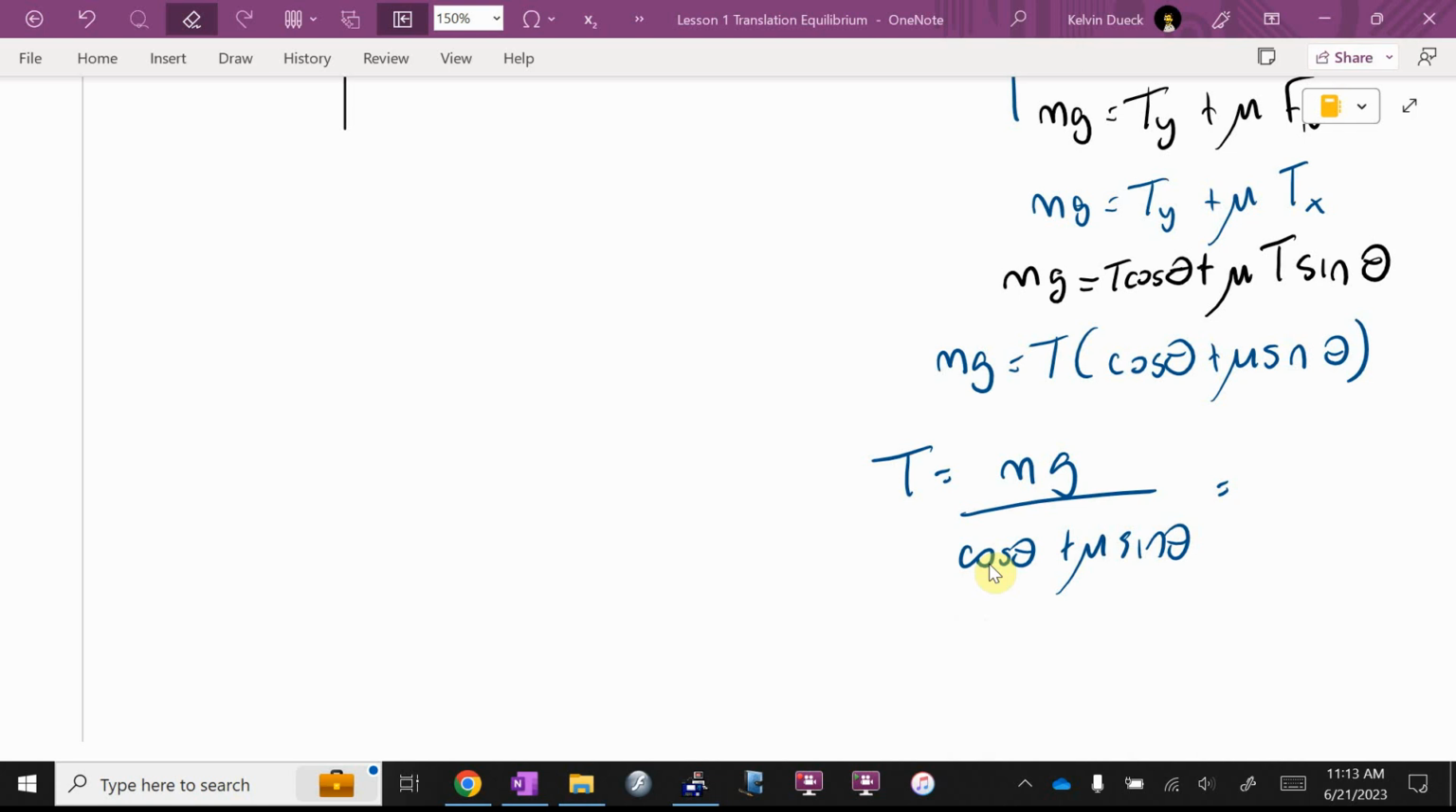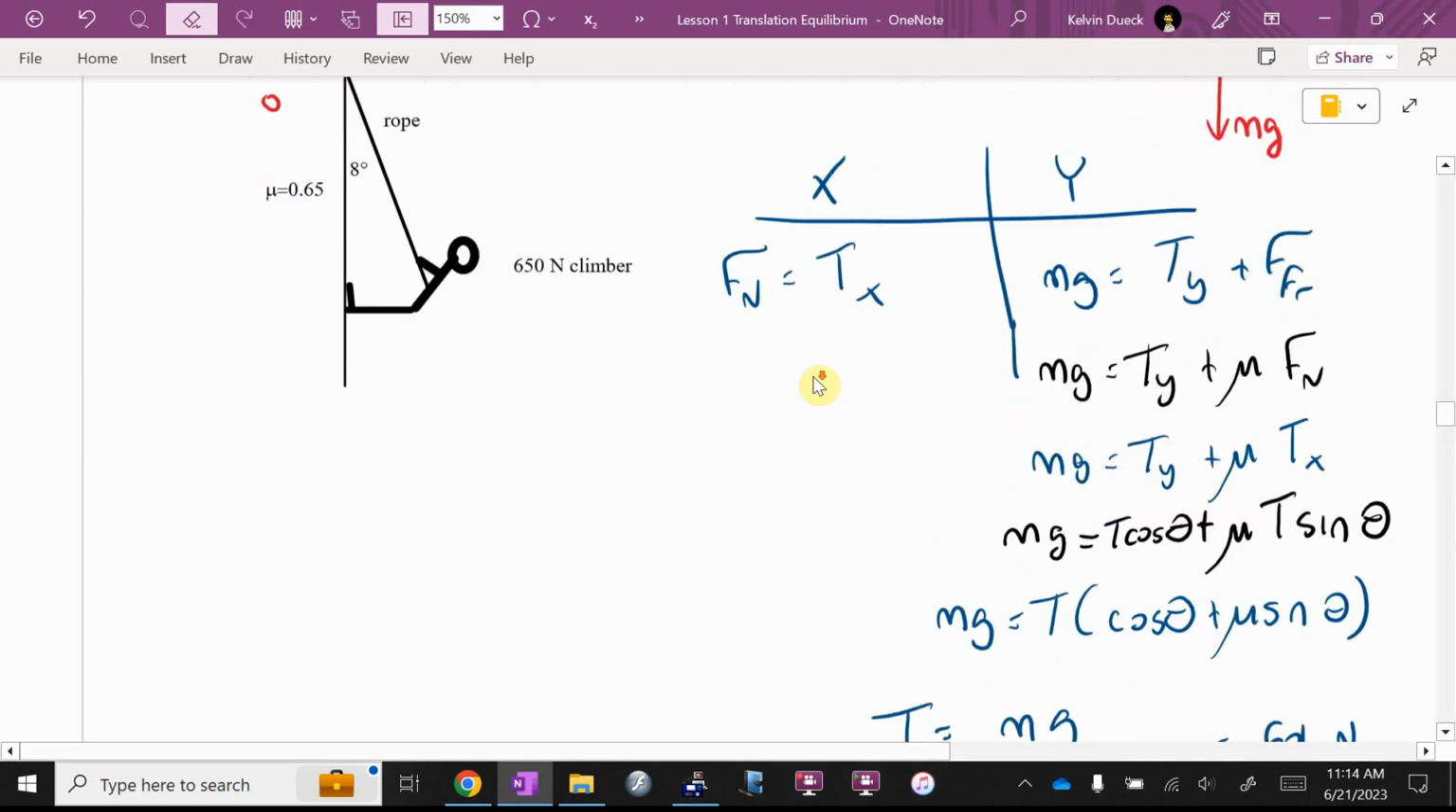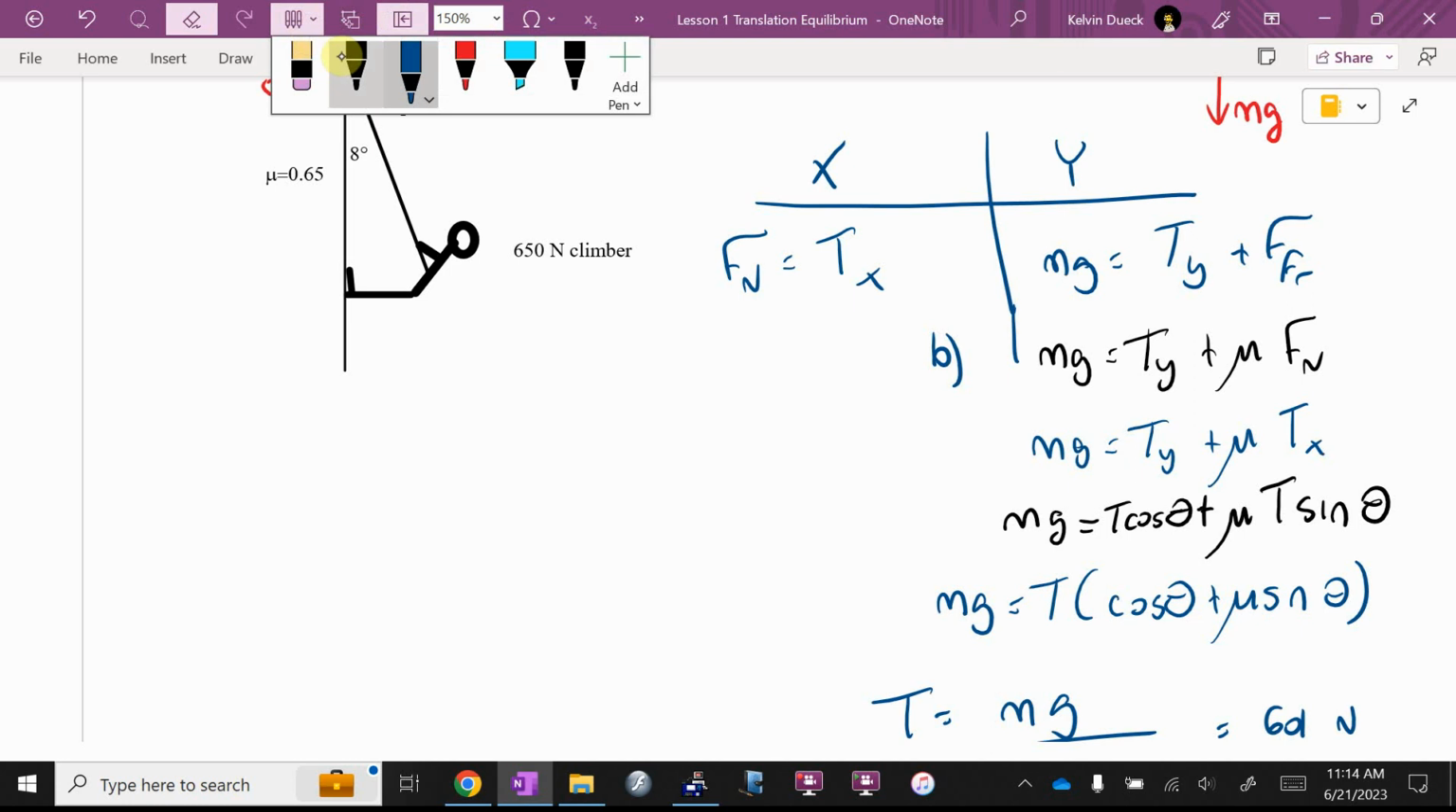Oh, by the way, they didn't give you the mass of the climber. They gave you the mg of the climber, which actually makes it less typing, right? It's 650 newtons, so it's going to be 650 divided by bracket cos 8 plus. Did they give you mu? They should have in the picture. Yes. What was mu? 0.65 sine 8. Taya, get the glory. Look over at Ella with pity in your eyes and tell me what the answer is. 601 newtons, it's a force. Okay. Good. By the way, this was all part B. That first line was part A.